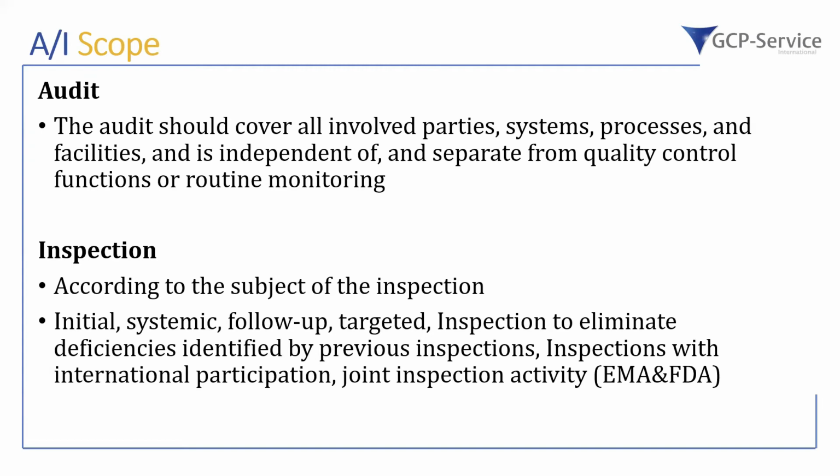And the inspection scope is usually according to the subject of the inspection, because there are also different types of inspection, like the initial one or the systemic one, usually at the sponsor. It could also be the control inspection, the follow-up one after the initial one, if there were any critical findings. It could also be targeted, the triggered inspection.